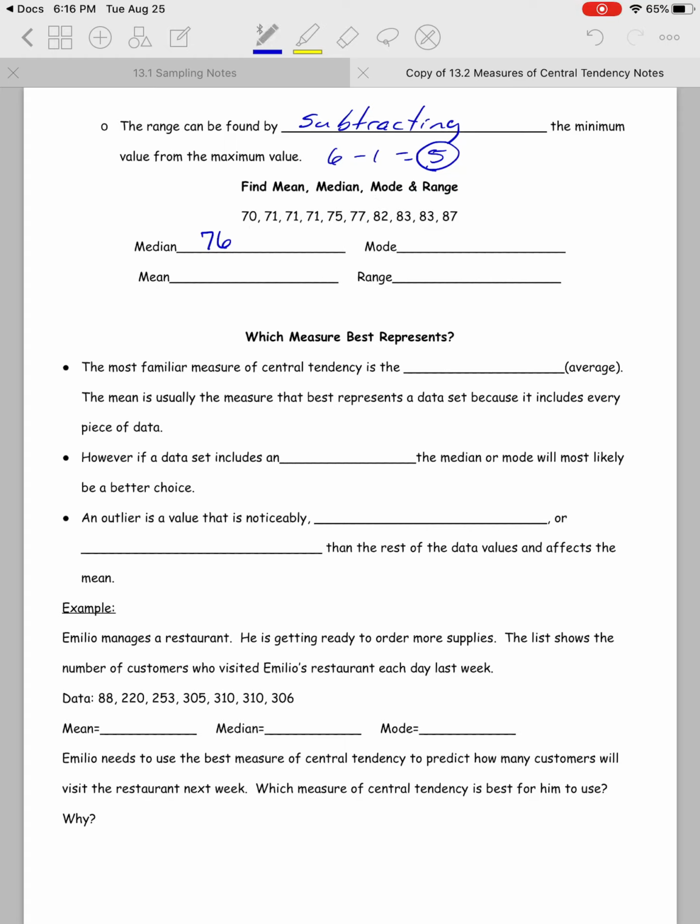How about the mode? Remember, the mode is what you see the most of. I have 3 71s. I've got 2 83s. I have more 71s than 83s, so the mode will be 71.